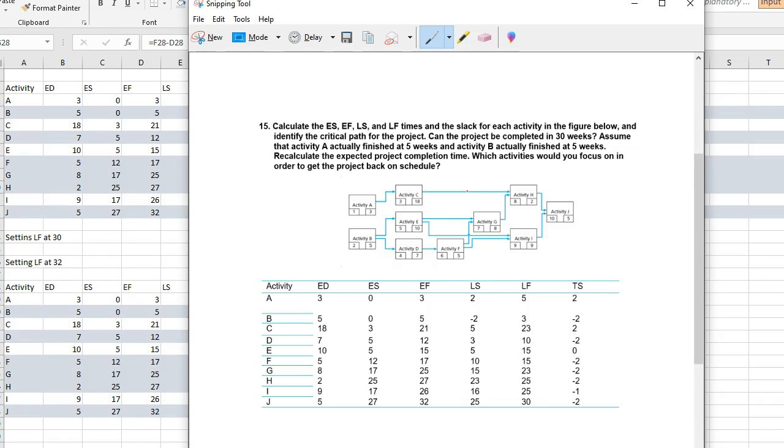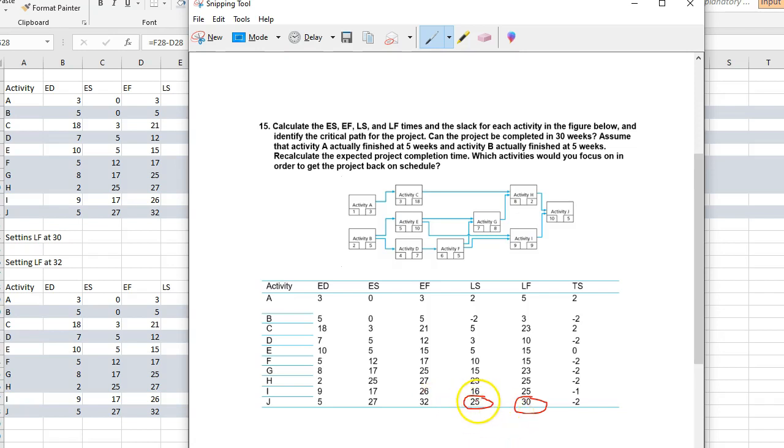And so what they have actually done to demonstrate that it can't be done in 30 weeks is we set this right here. We set the late finish to 30 weeks. And we said, well, all right, our latest finish we could possibly do is 30 weeks. If we do that and we work our way backwards, so 30 weeks here is our late finish. Activity J has a duration of 5 weeks. So that gives us a late start of 25 weeks.